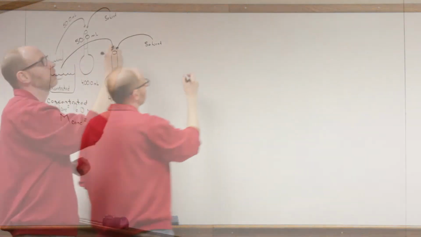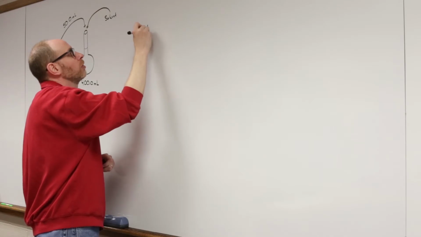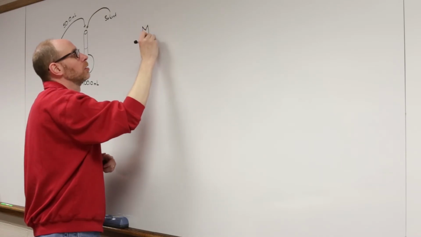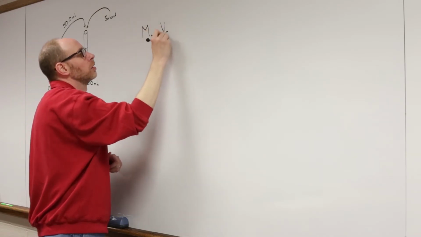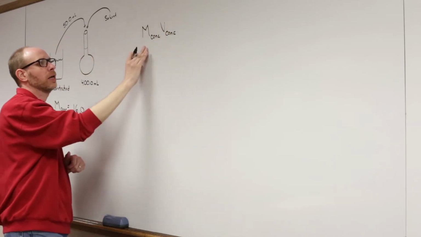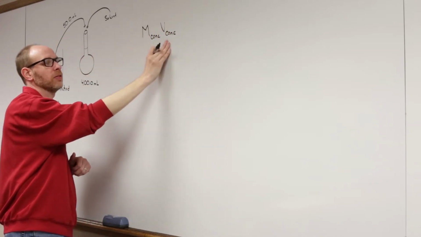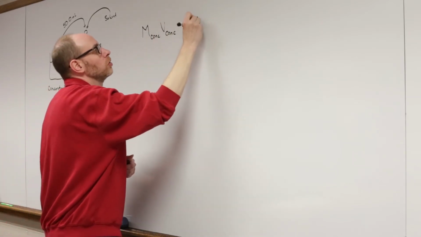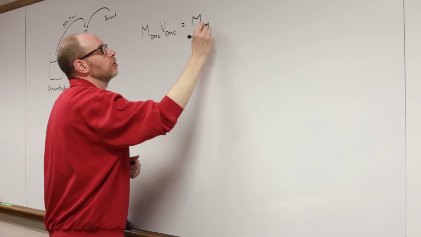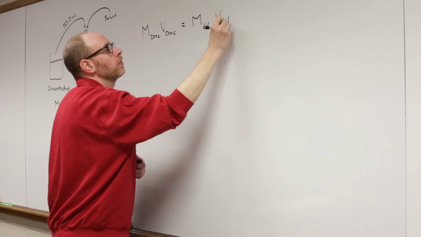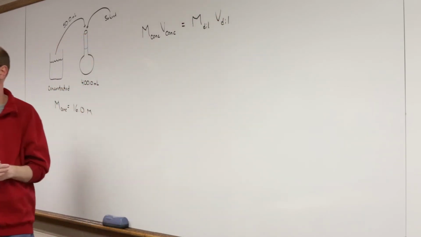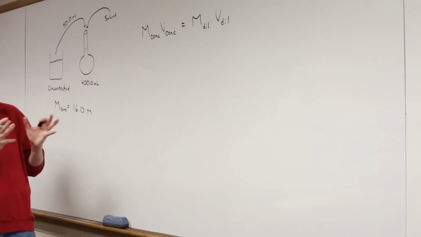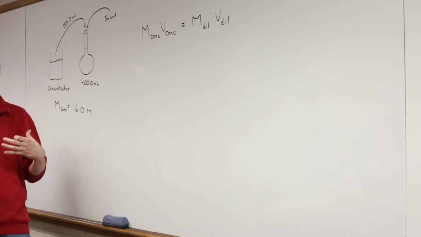How do we handle this mathematically? Well, we have what's called the dilution equation, where the molarity of the concentrated solution times the volume of that concentrated solution that we're diluting will be equal to the molarity of the dilute solution times the volume of that resulting dilute solution. So basically what we have to do is figure out what numbers go where.